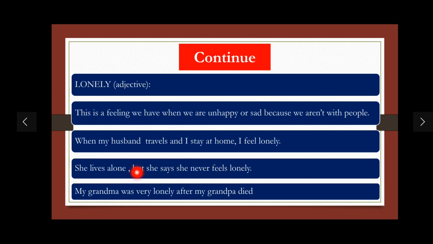My grandma was very lonely after my grandpa died. Now see that my grandma was missing my grandpa. That's why she was feeling lonely. So she was sad and she was unhappy. Right? So this is the difference between alone and lonely.